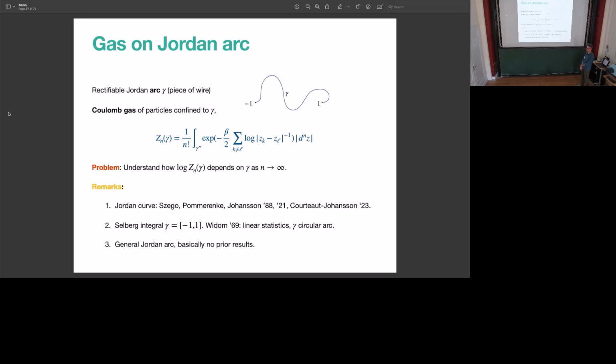So with curve, you mean a closed curve? Yes, Jordan curve, exactly. A homeomorphic image of the circle, yes, very good.